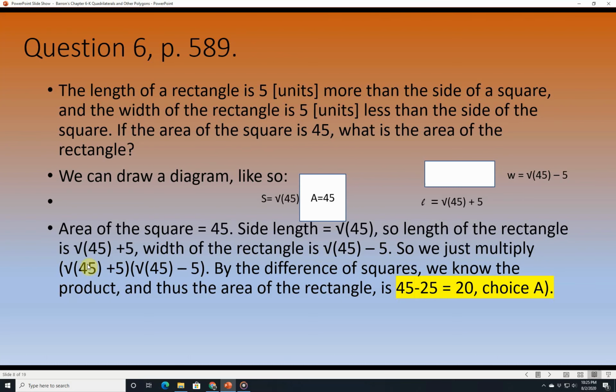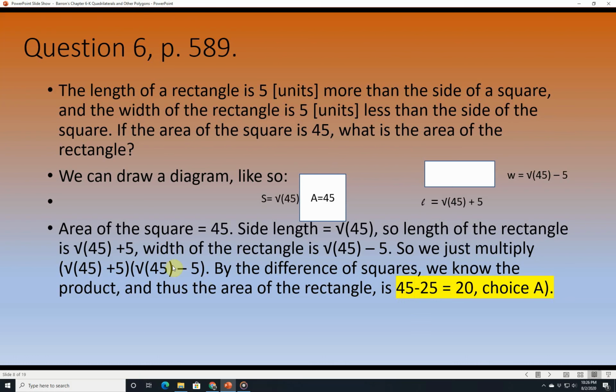And hopefully you know the difference of squares. If you have a plus b times a minus b, or in this case, square root of 45 plus 5 times square root of 45 minus 5, then you know it's just going to be equal to 45 minus 5 squared, which is minus 25, which is equal to 20, choice A. If you don't know the difference of squares, please learn it.